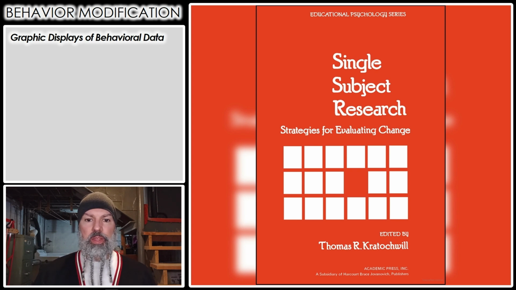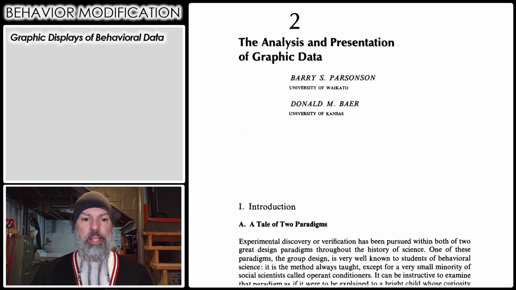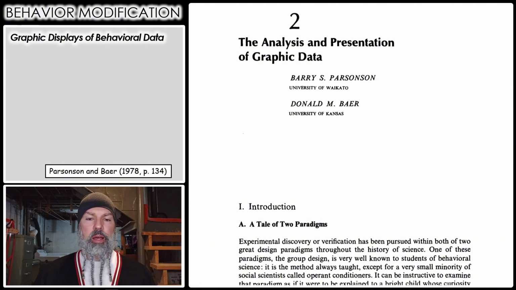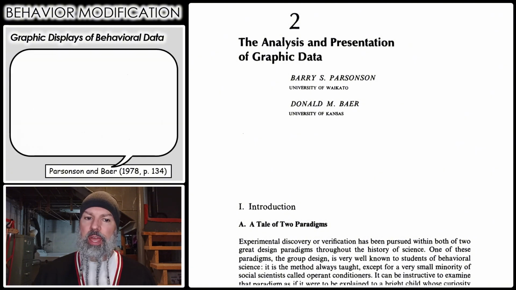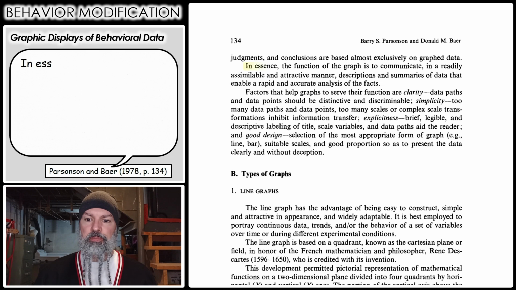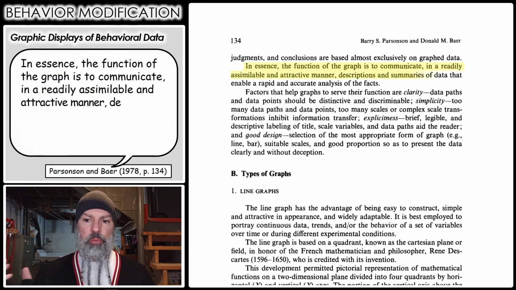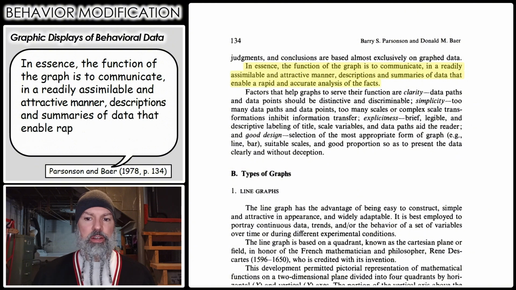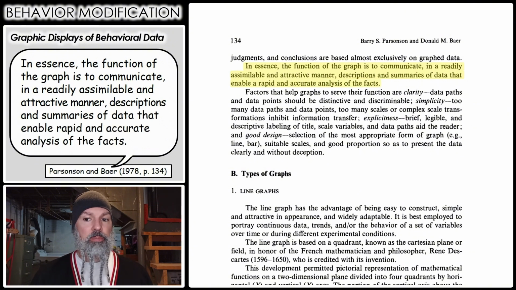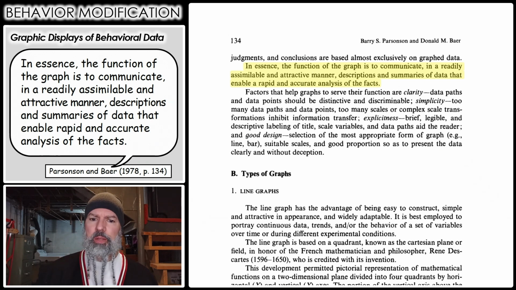And in this book, Parsonson and Baer, they had a chapter, the analysis and presentation of graphic data, and they said that in essence, the function of the graph is to communicate in a readily assimilable and attractive manner descriptions and summaries of data that enable rapid and accurate analysis of the facts. So all of those words sound great, but what do they all mean when you put them together?